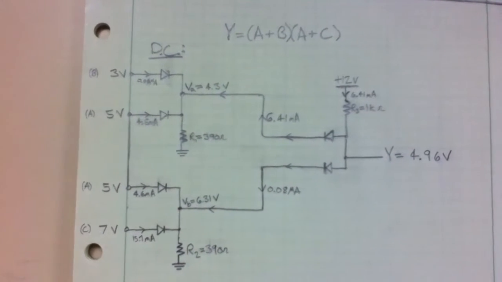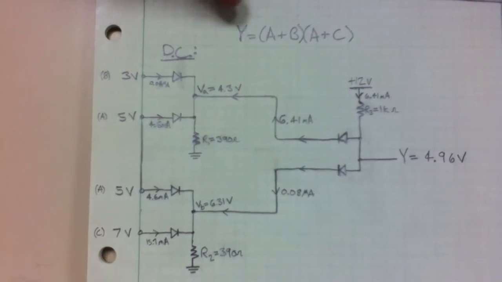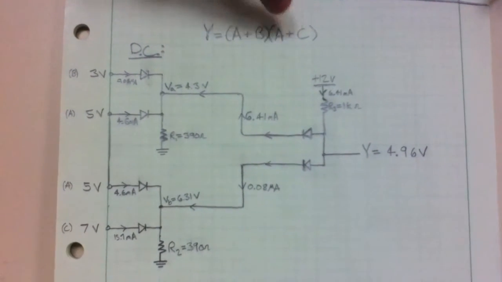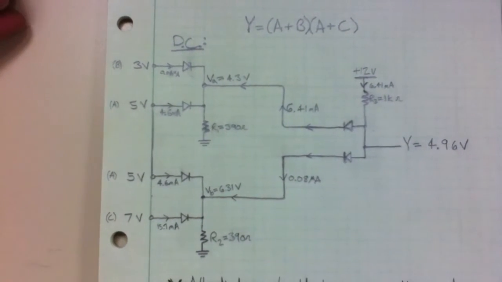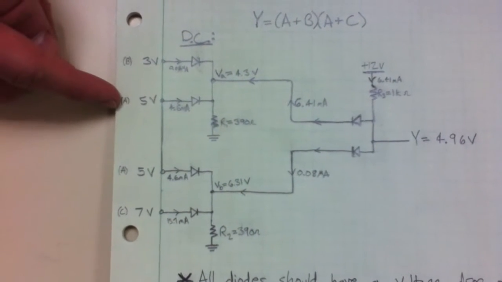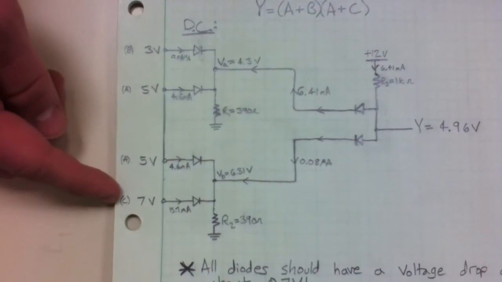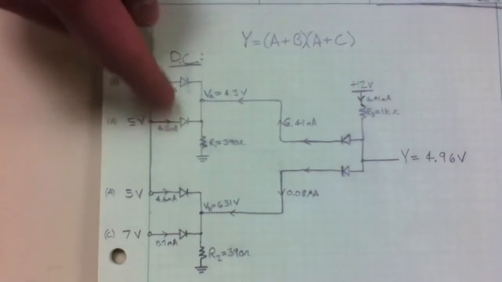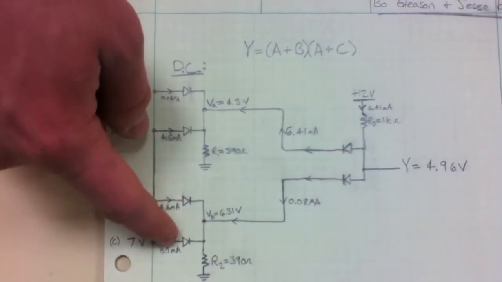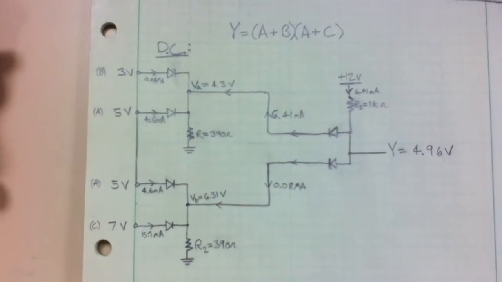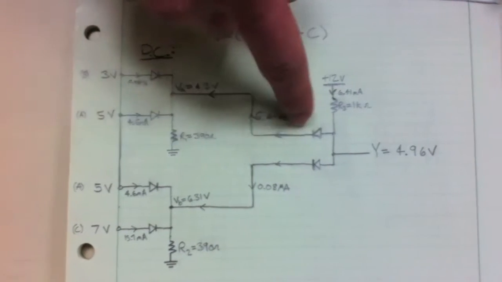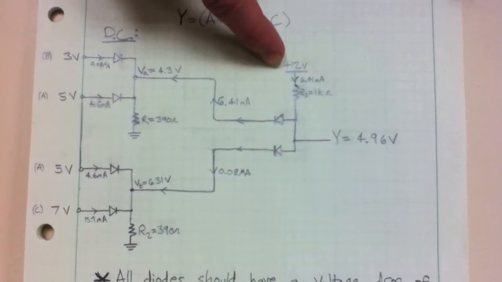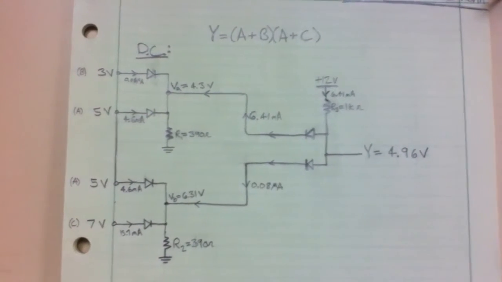Okay, so this is the circuit that we designed. It's supposed to implement this function, A R B AND A R C. So we have three voltage sources as input, A being 5 volts, B is 3 volts, and C is 7 volts. Those two diodes and that resistor, and those two diodes and that resistor, make up two maximum circuits, and those two diodes, that resistor and that power source make up a minimum circuit or gate.